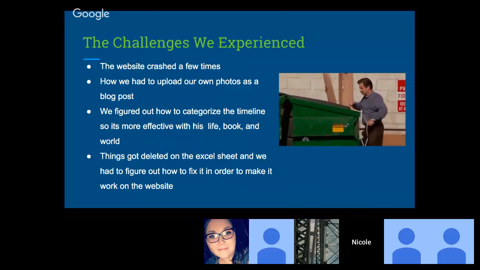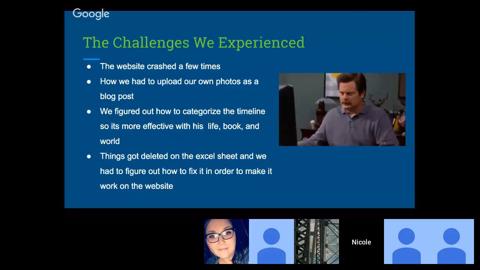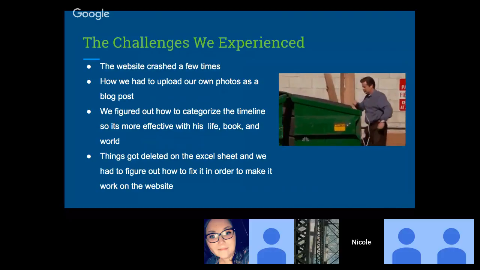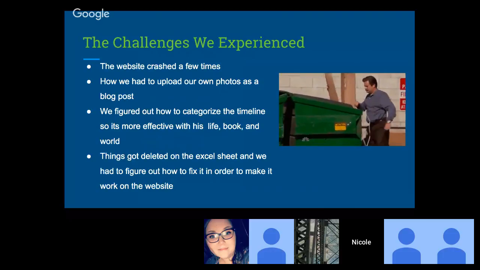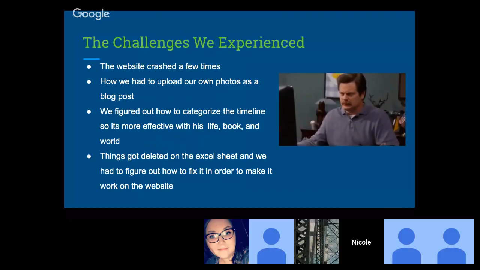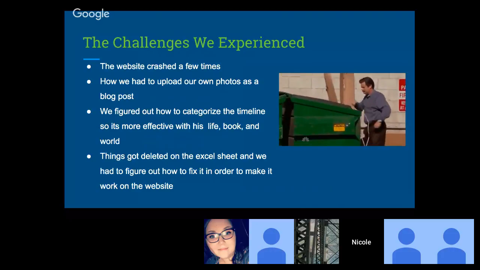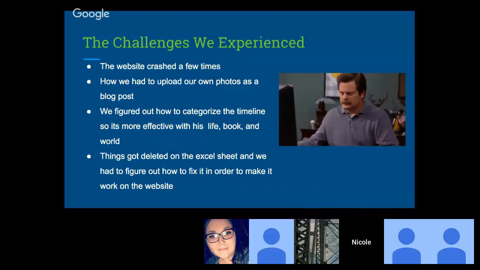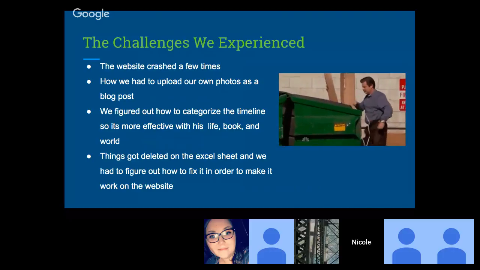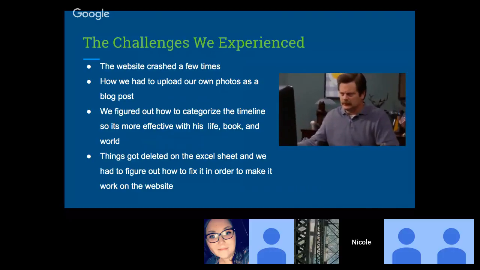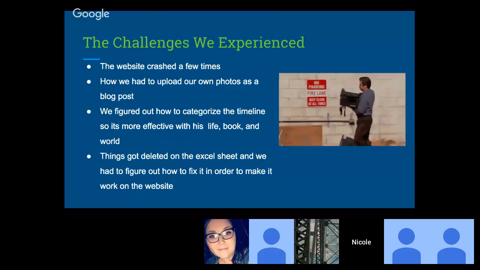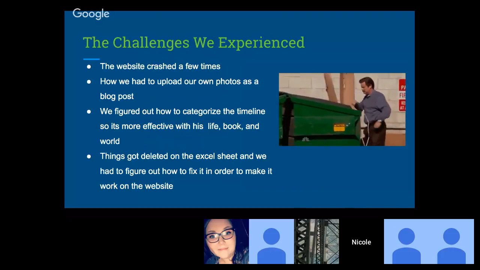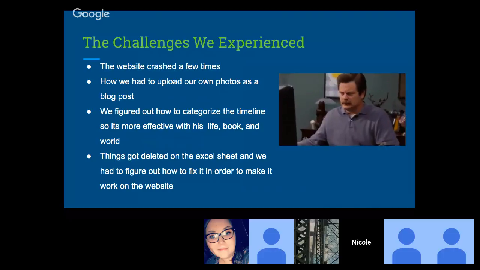The last thing that happened was we were going to use the timeline website again, and it was not working, and it did not crash this time. It was actually that something was deleted on the Excel sheet. So we had to figure out why it wasn't coming up. We went through the whole sheet and found that the data column title was deleted, and because of that, it wasn't going through on the website. So we just had to put data back in on that column.